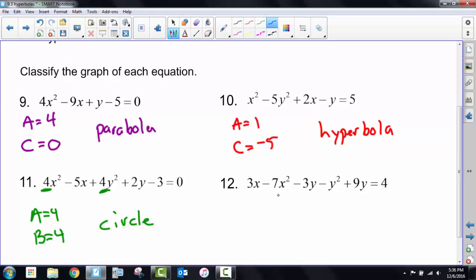And then on the last one, number 12, you can see that A would be -7, C would be -1, and they're both negative, but they're different. That has to be an ellipse. Again, this last topic, I think you should probably breeze through it. If you understand the forms, the general forms for these, it should work.